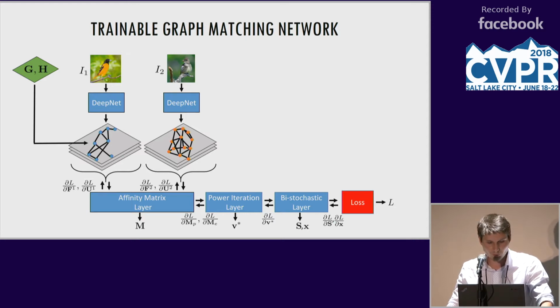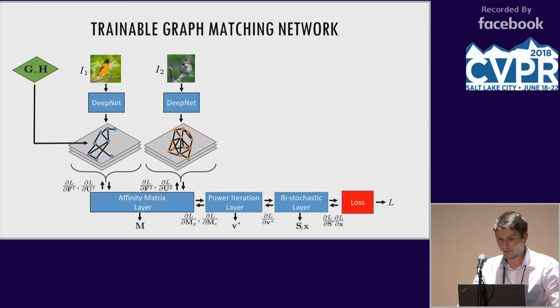The final network pipeline is completed with the loss. Gradients are passed all the way from the loss layer to the parameters of the deep networks, producing the pairwise node and edge features.